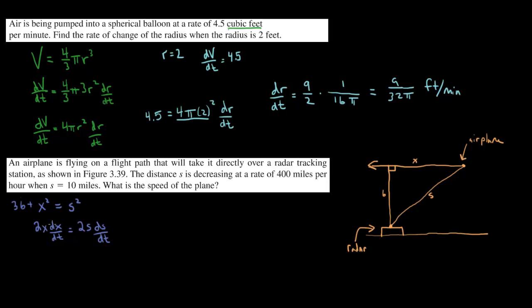Now, what are we given otherwise, and what do we need to solve for? We want to find the speed of the plane. So what's the speed of the plane? Which one of these variables is speed? I think that speed here is dx/dt. How fast is the plane changing? x is the trajectory of the plane here. So how fast is x changing? That's dx/dt. So we need dx/dt.